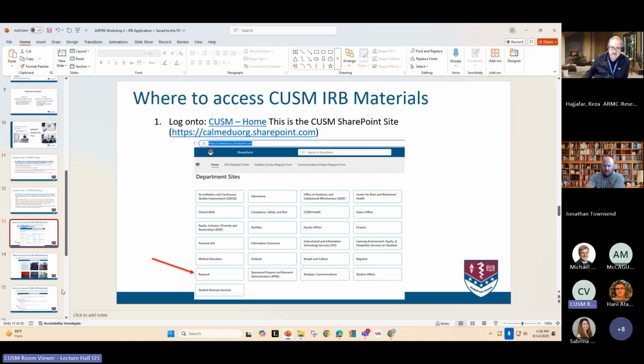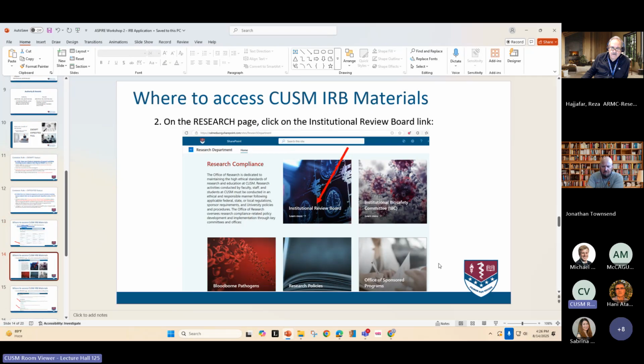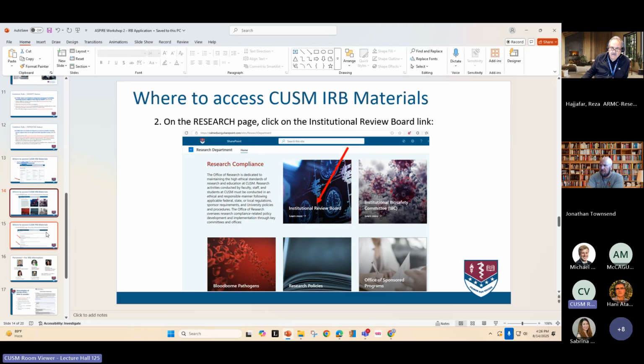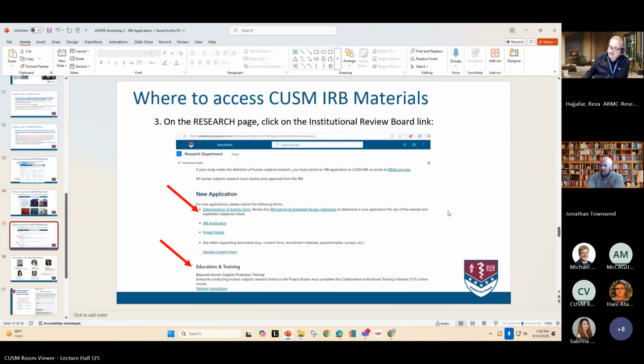Once you click that box, it'll take you to this page. Look at this beautiful picture. On this page, it'll say Institutional Review Board. You're going to click that. Once you click that, now you're here at the IRB home. On the IRB home, you'll see new application, and here's where all the documents are, readily accessible for you.